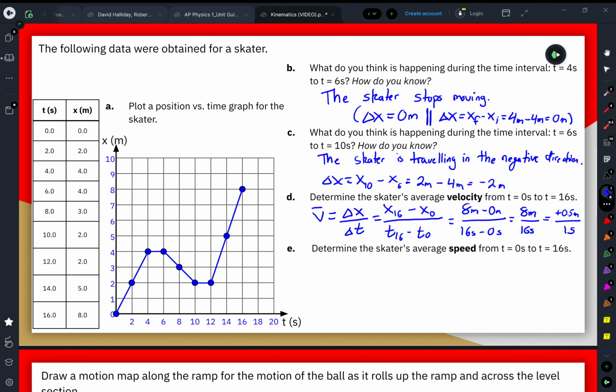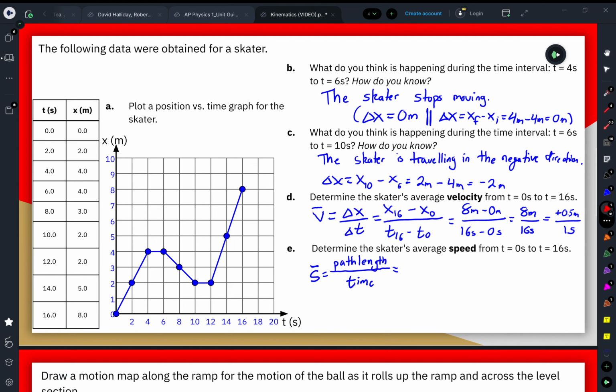Same thing with part E for the speed. Our speed is just going to be the absolute value of the instantaneous velocity. However, our average speed, we cannot calculate as the absolute value of the average velocity. Instead, we need to calculate it as the total distance traveled, or the path length, and divide it by the amount of time that has passed. So the way that I'm going to do this is to look at those regions of the graph to see how much position has changed.